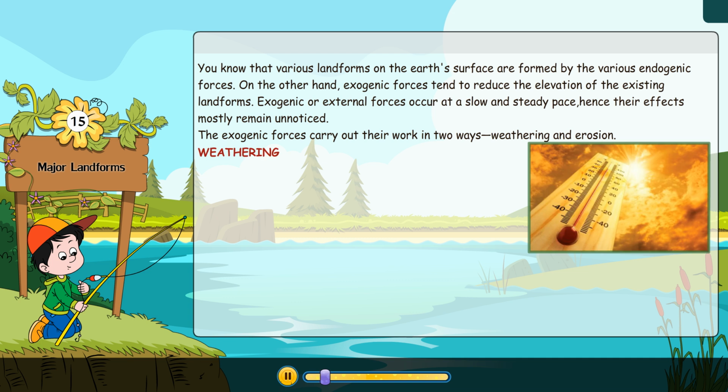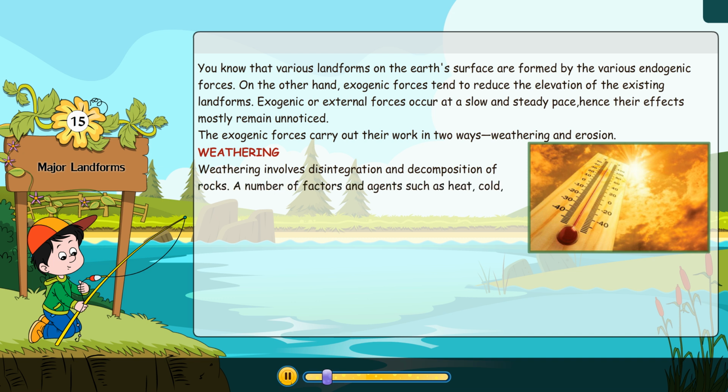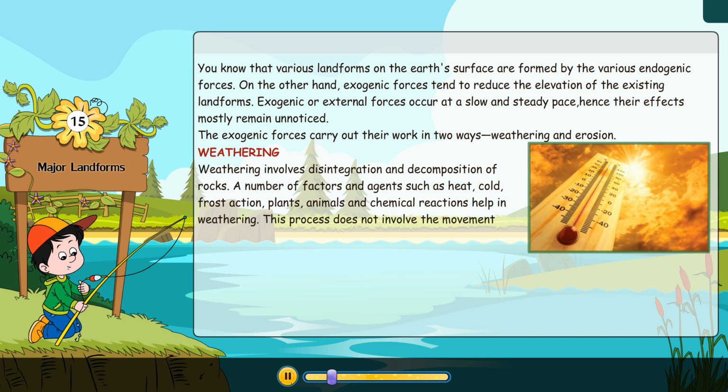Weathering. Weathering involves disintegration and decomposition of rocks. A number of factors and agents such as heat, cold, frost action, plants, animals, and chemical reactions help in weathering. This process does not involve the movement of broken rock materials.